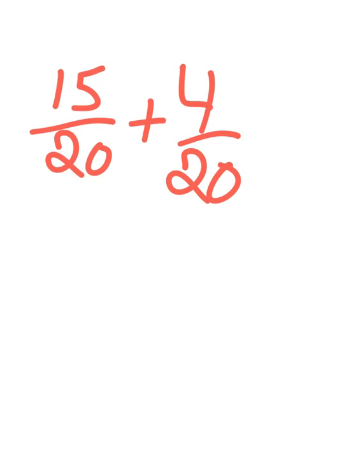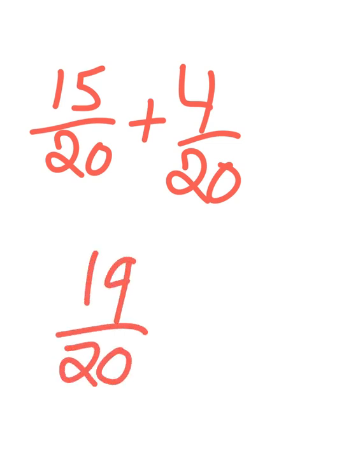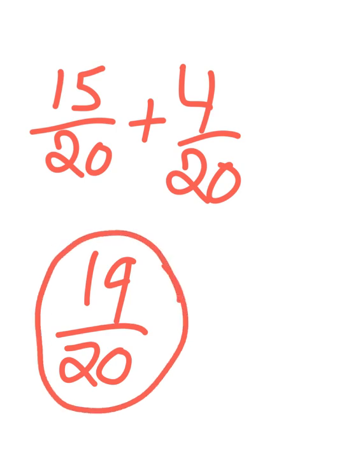Let's add those together. We get 19 over 20. And I can tell you already right now, 19 is not a number that has many numbers that you can divide it by and get a whole number. So that is prime. 19/20 is your answer.